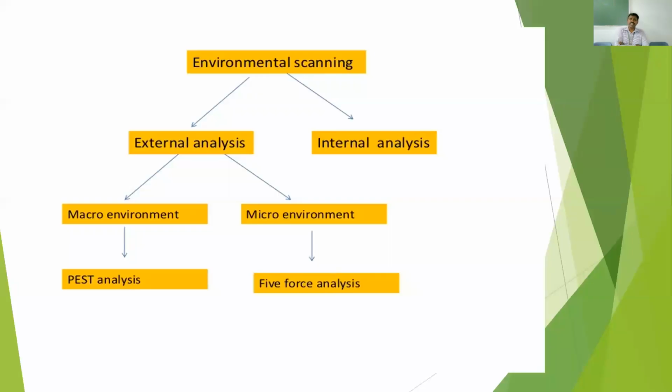Now, under the external analysis, there are macro environment and micro environment. So far we discussed the components of the marketing environment, micro as well as macro environment. It is the same thing here. In the macro environment, there is an analysis called PEST analysis, that is political, economic, social, and technological analysis. In the same way, under the micro environment there is the five forces analysis. Okay, so we will see them one by one.